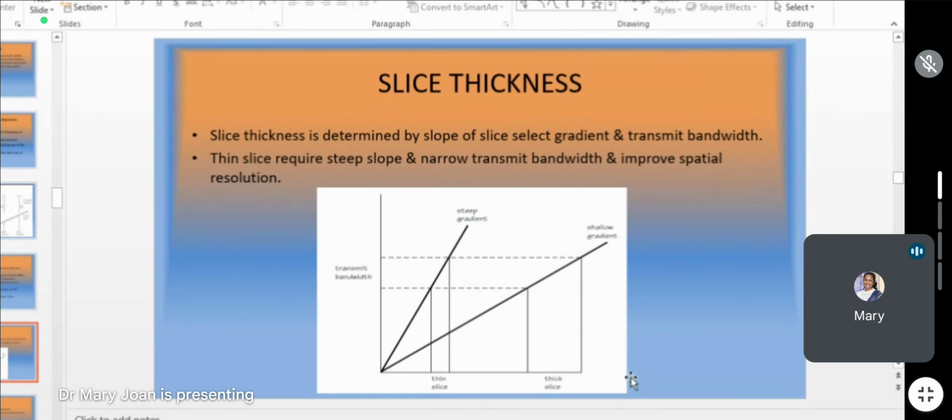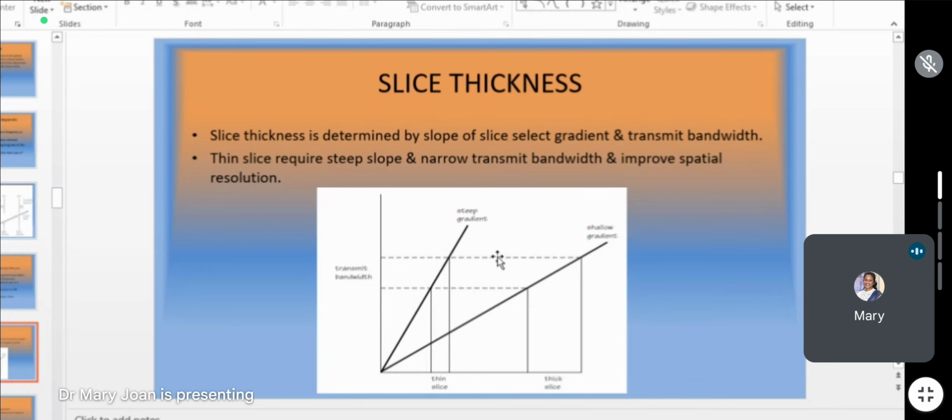If you remember the focal spot size in X-ray, it is the same thing. So when we have a steep gradient, we get a thin slice. When we have a shallow gradient, we have a thicker slice. And this is given for a particular bandwidth.